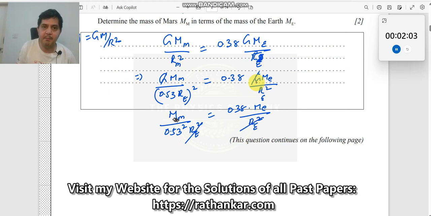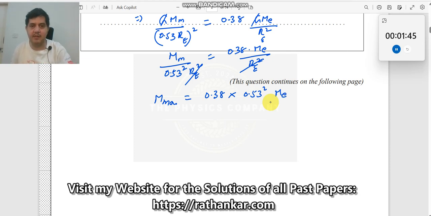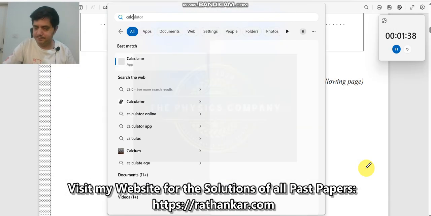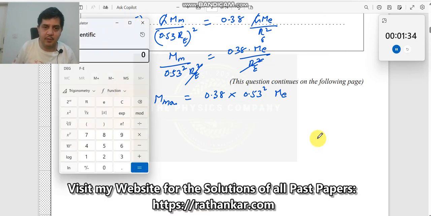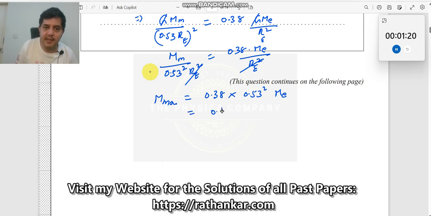You want the mass of Mars in terms of Earth. So therefore, let me simplify this. I can now write mass of Mars is equal to 0.38 into 0.53 square into mass of the Earth. Now let us use my calculator to find out what this value is. Okay, I have to start my calculator. So CALC. Right, I'm using a system-based calculator. You can use your own. So I have 0.38 star 0.53 square. Where is square here? Square is here. Is equal to 0.1067. So the answer here is 0.1067 times the mass of Earth, or I can write this as 0.11 times the mass of the Earth. So this is the final answer.